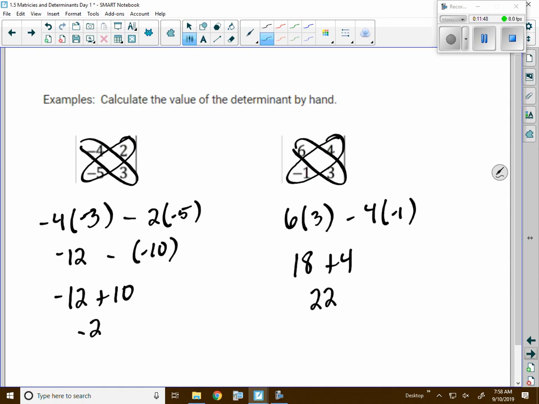Okay. Technically, if we want to do this correctly, we would put D equals, or you could do DET equals, whatever you want to do. I thought it was just D equals. I know what you mean when you say D equals.